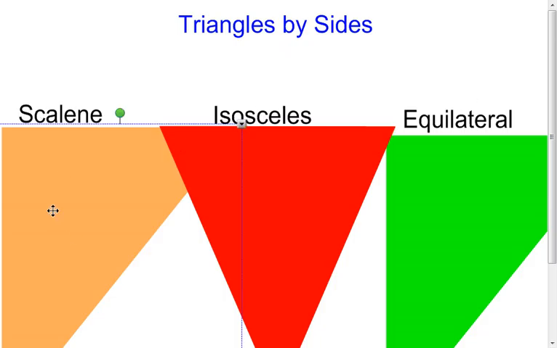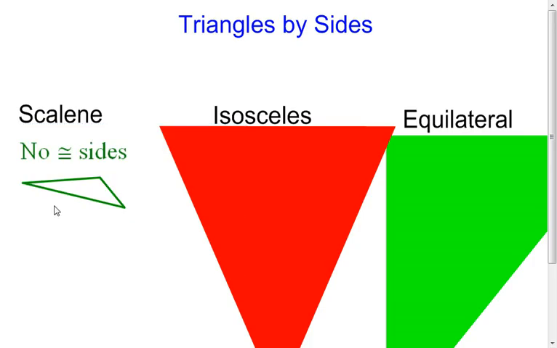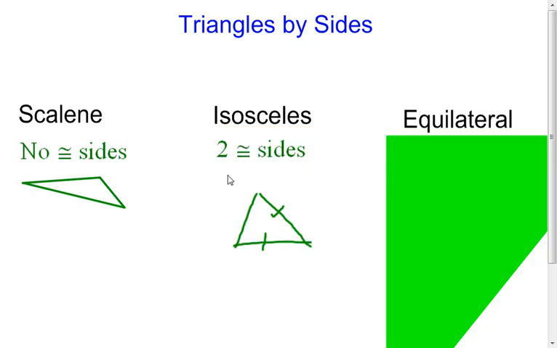The scalene triangle, the first one I'll look at, is one where none of the sides are going to be congruent. All three of them are going to have different lengths. When you go to the isosceles triangle, two of the sides will be congruent. Here I don't have a real great triangle drawn, but I've marked it as two of the sides being congruent.